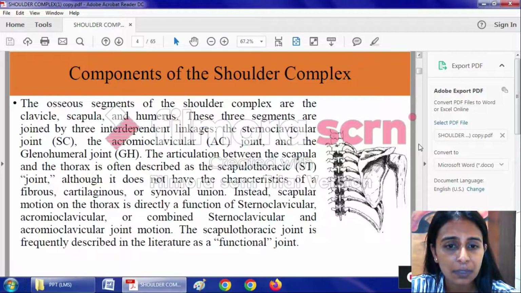The articulation between the scapula and thorax is often described as the scapulothoracic (ST) joint, although it does not have the characteristics of a fibrous, cartilaginous or synovial union. Instead, scapular motion on the thorax is directly a function of sternoclavicular, acromioclavicular or combined sternoclavicular and acromioclavicular joint motion. The scapulothoracic joint is frequently described in the literature as a functional joint.